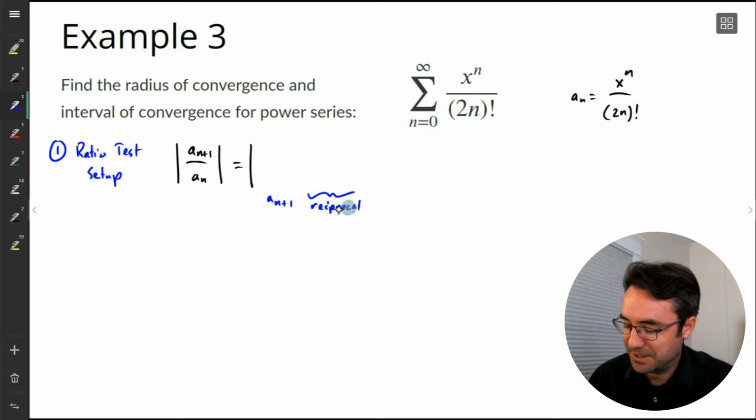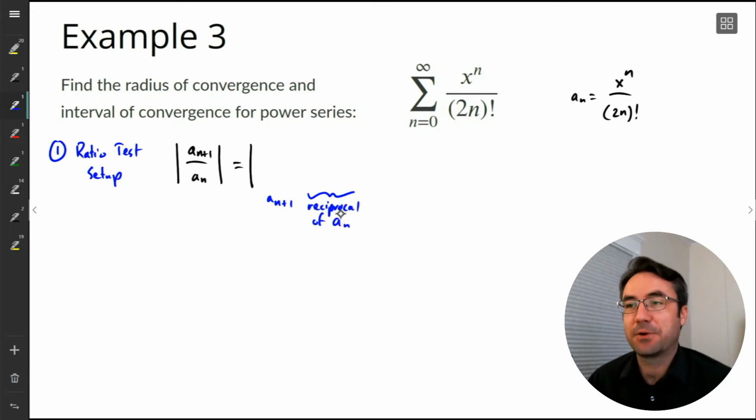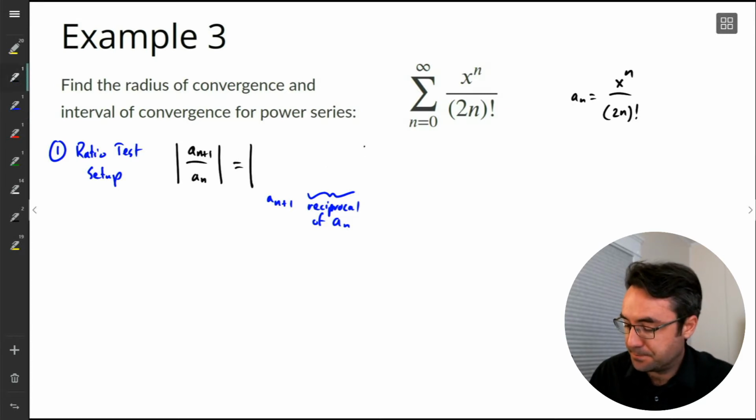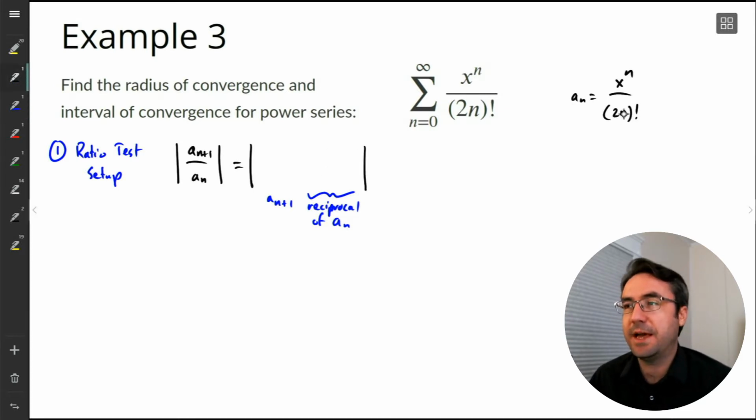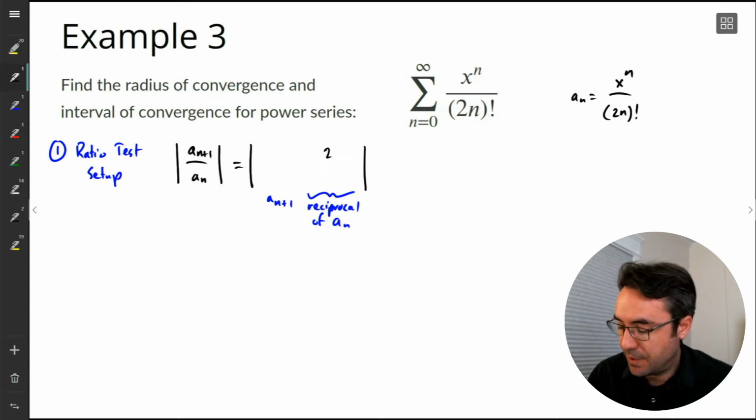Yeah, we're going to write the reciprocal of a_n. You could write it as fractions stacked on top of fractions. That's fine. I think it's a little easier if you have a_{n+1} and then the reciprocal of a_n and you multiply. So what's the reciprocal of a_n? Well, it's 2n factorial on top and then x to the power n in the denominator.